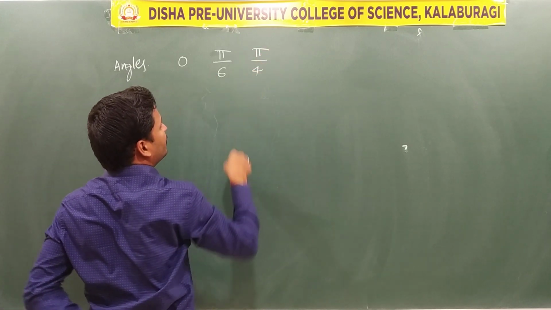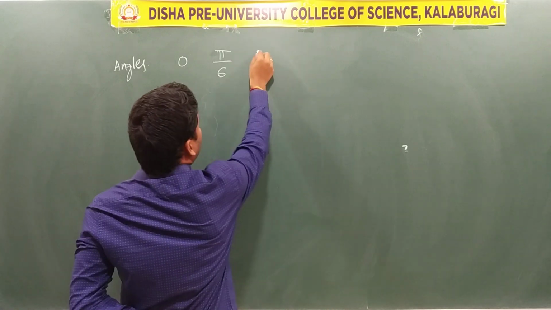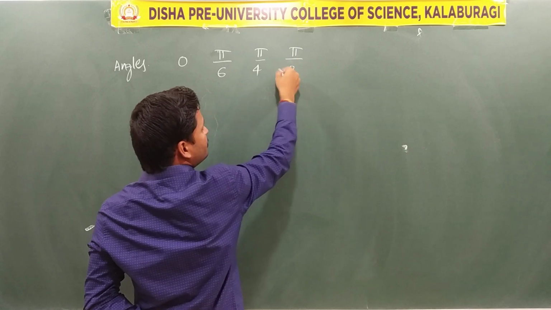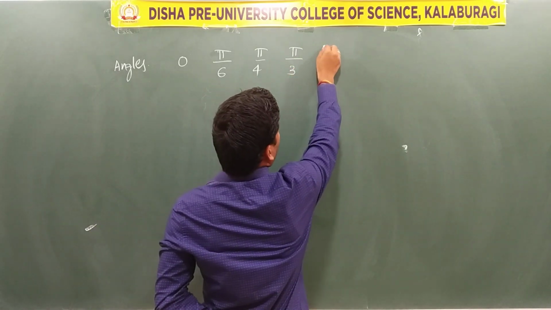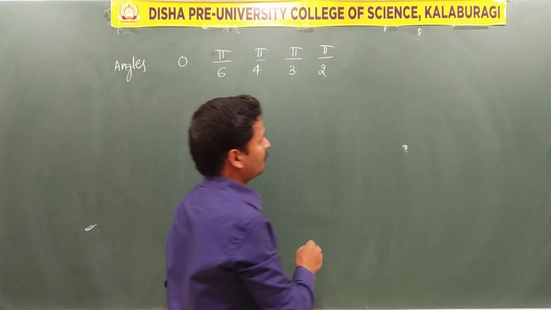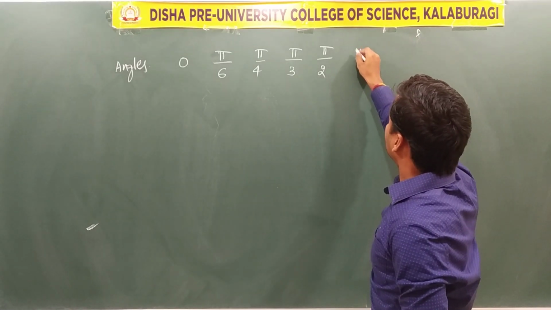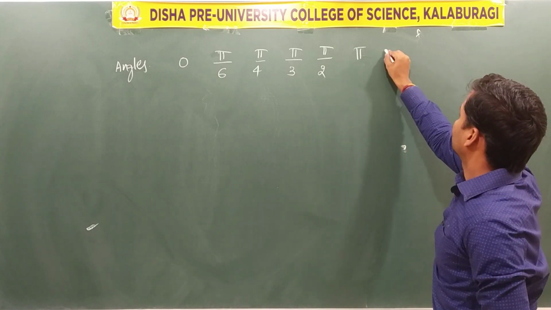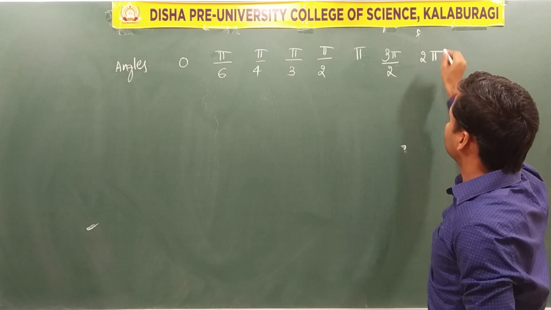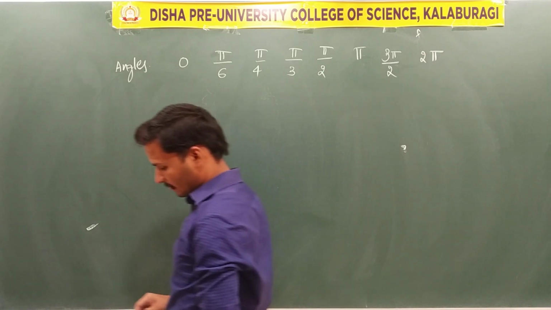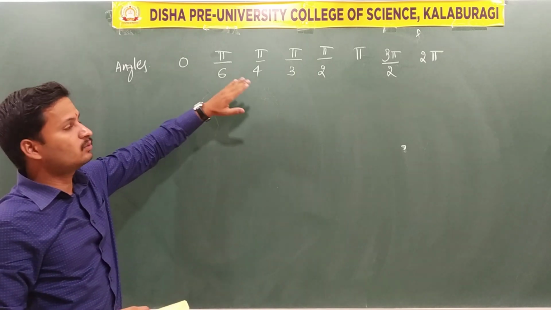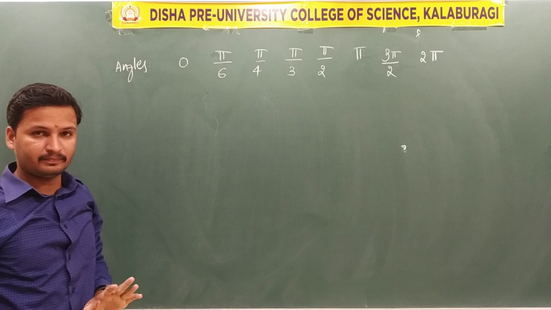Pi by 4 is 45 degree. Next, pi by 3, 60 degree. Pi by 2, 90 degree. Next, pi is 180 degree. 3 pi by 2, 270 degree. 2 pi is 360 degree. You should know radian to degree and degree to radian.